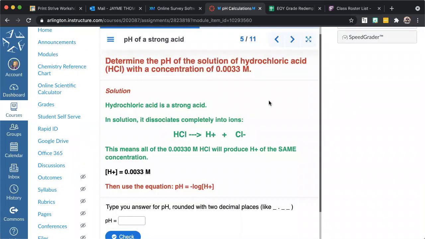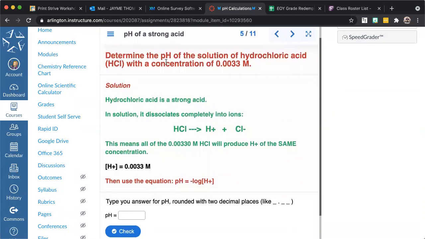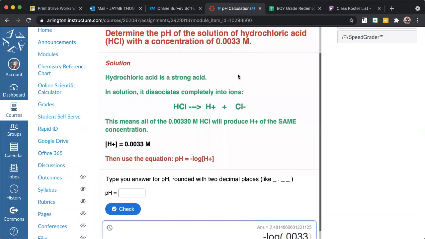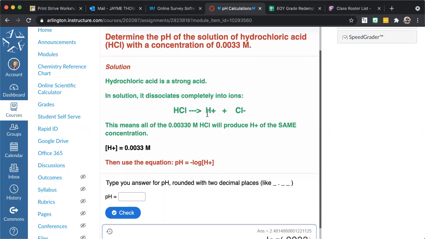Sometimes instead of telling you the concentration of the hydrogen ions, they might just tell you the concentration of the acid. So this one says, determine the pH of the solution of hydrochloric acid with a concentration of this molarity. For our class, we're only going to be worrying about strong acids and bases, because strong acids and bases fully dissociate. So however many molecules of HCl there are equal numbers of hydrogen ions. Because these are equal, I can assume that the concentration of HCl is going to produce the same concentration of hydrogen ions. So I'm just going to use that number they give us.